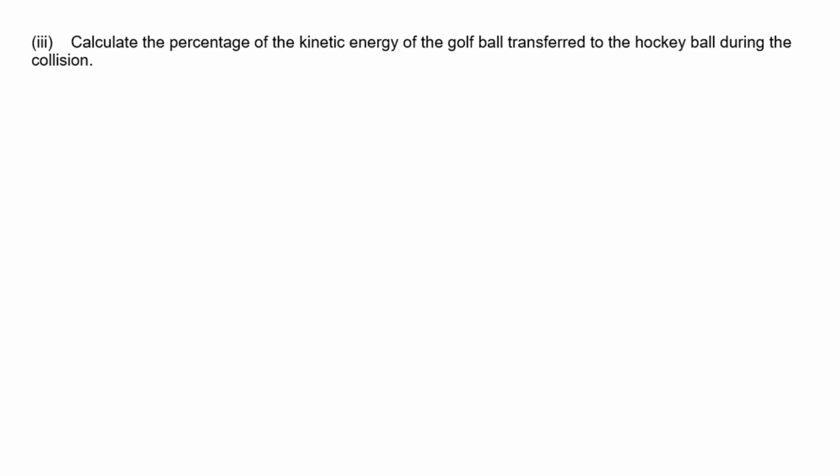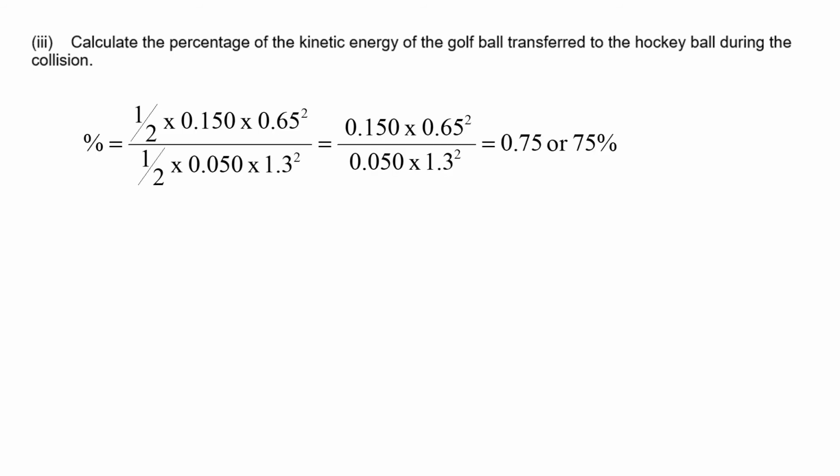Okay, so now we want to calculate the percentage of kinetic energy of the golf ball transferred to the hockey ball during the collision. So that's what I'm going to do. On the top line, I've got the kinetic energy of the hockey ball, or the energy transferred. On the bottom line, I've got the initial kinetic energy of the golf ball. We can cancel the halves, and we end up with 0.75, or 75% transferred.